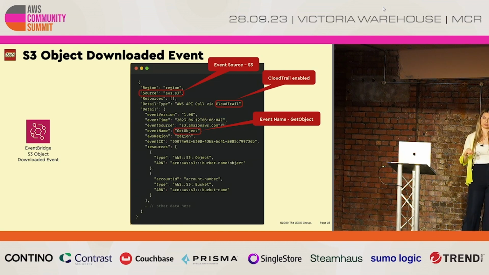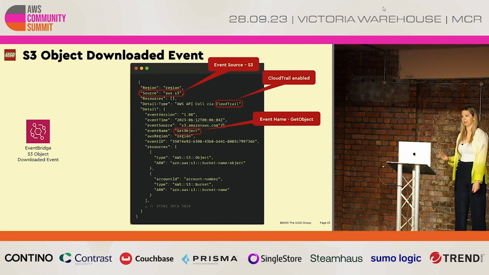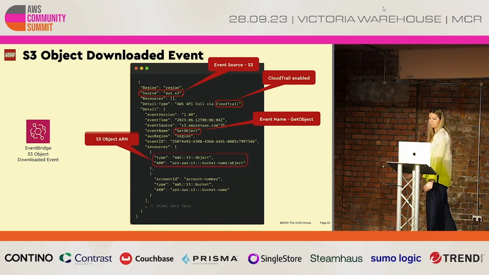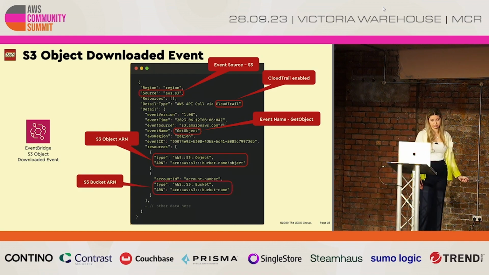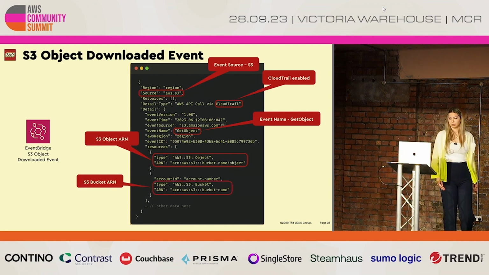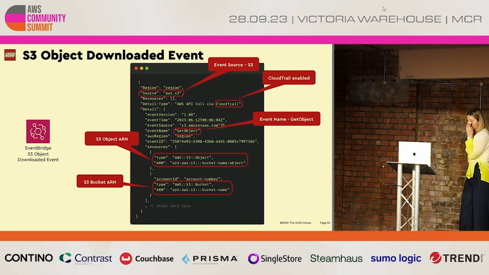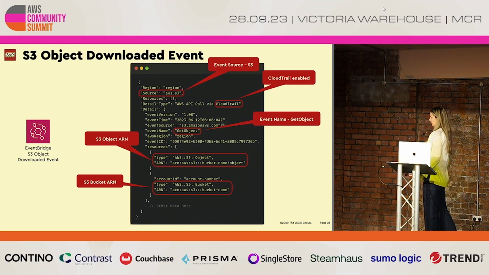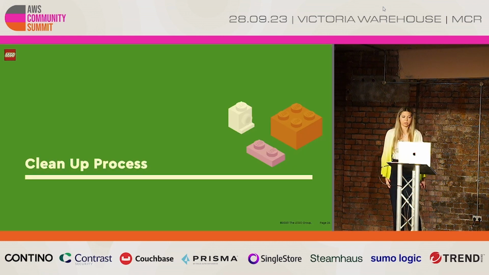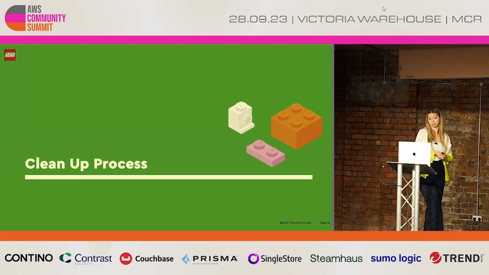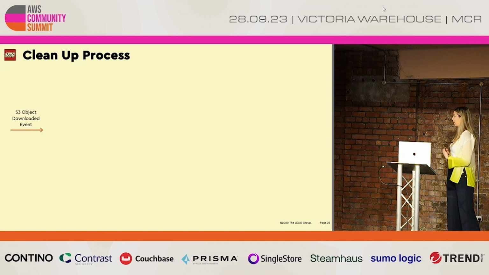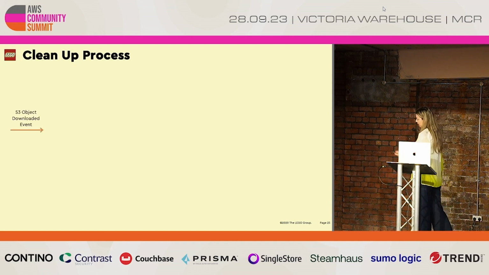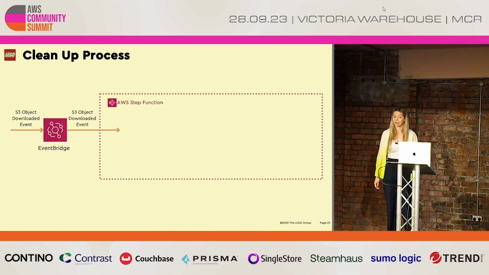So you know that the credentials reached the client. It's safe to do the cleanup on your system at this point. Again, you can match on the object ARN or the S3 bucket ARN. You have these available from the previous step in your step function, so you can easily build your rule. So what happens next? Well, the cleanup process. So what do we do with that? Well, we've captured our S3 object downloaded onto the EventBridge, and we trigger our last step function.